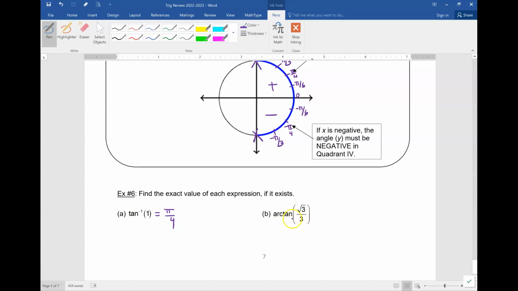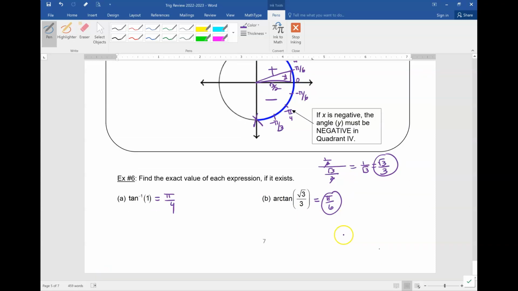For which one, when you do opposite over adjacent, do you get root 3 over 3? Well, let's see. For the pi over 6, what are the sides? 1/2, root 3 over 2. Let's see, 1/2 opposite, root 3 over 2 adjacent. What does that give you, guys? 1 over root 3. And if you rationalize, root 3 over 3. Oh my God, that's the one. What was the angle for that one? Pi over 6. Okay? And here we go.